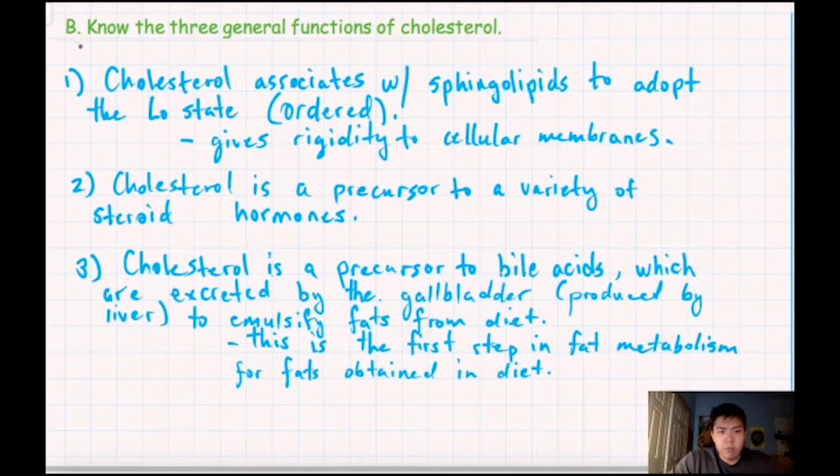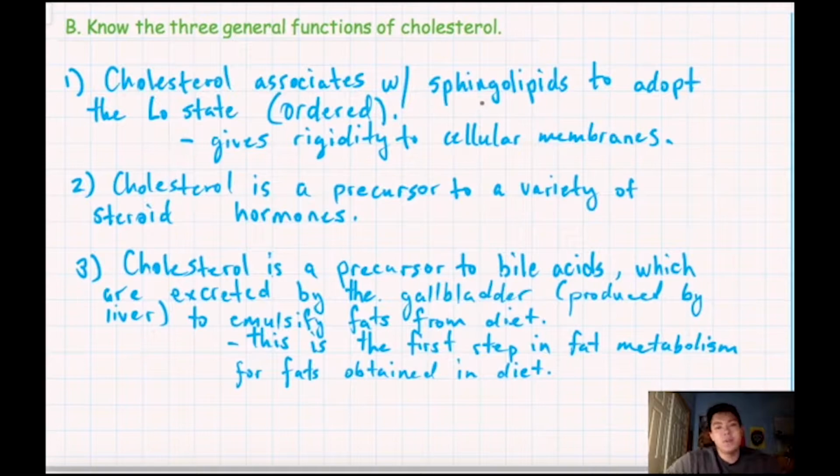All right, objective B. Know the three general functions of cholesterol. This first function we kind of went over in 445. It was actually a test question and I got it wrong, and so I will remember this for the rest of my life. It's going to be the last thing I think of on my deathbed right before I die.